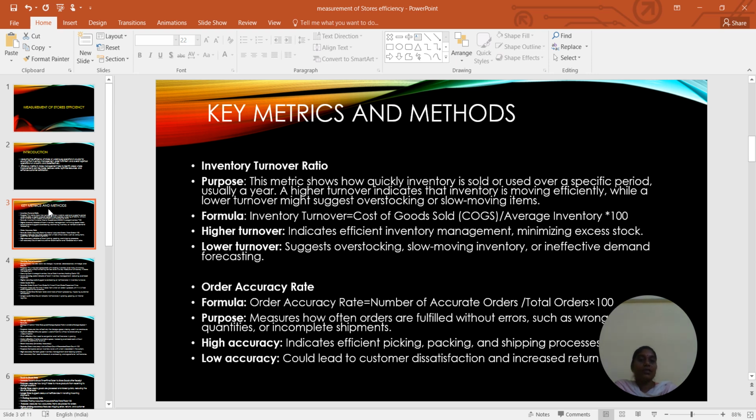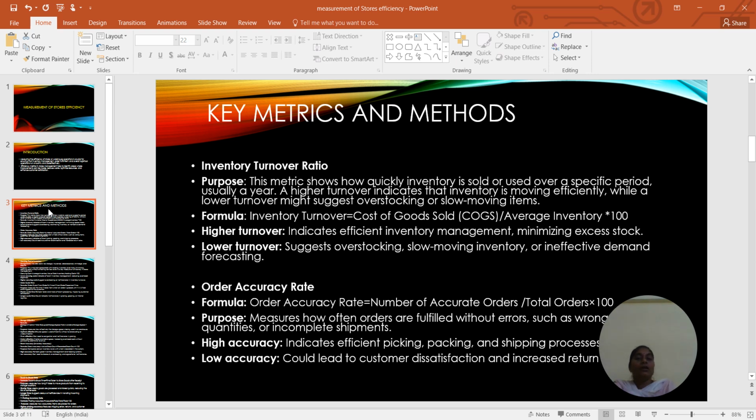A higher turnover indicates efficient inventory management and minimizing excess cost, meaning moving efficiently, while a lower inventory turnover suggests overstocking and slow moving inventory, which leads to ineffective demand forecasting. So turnover ratio equals cost of goods divided by average inventory into 100.